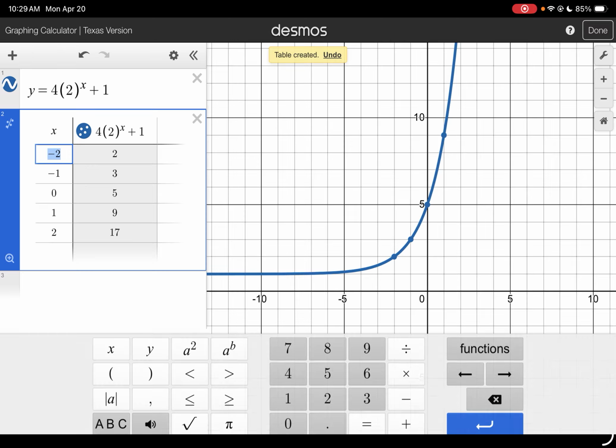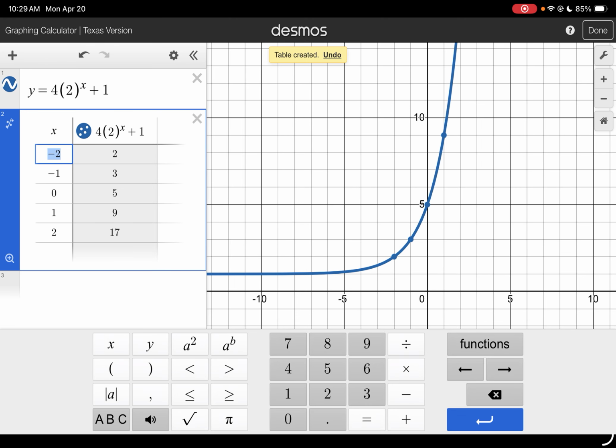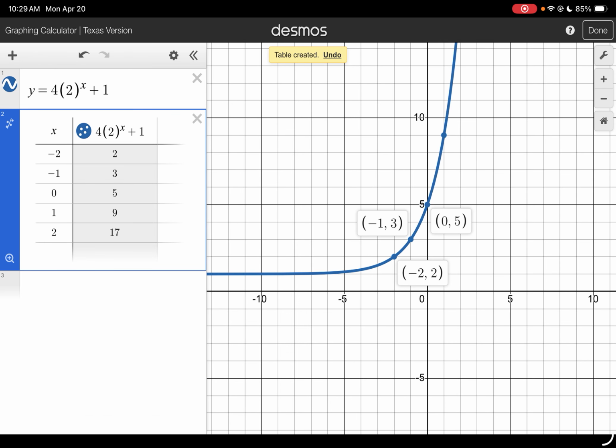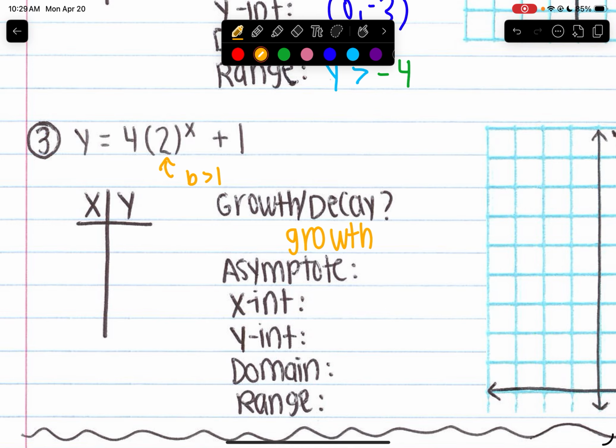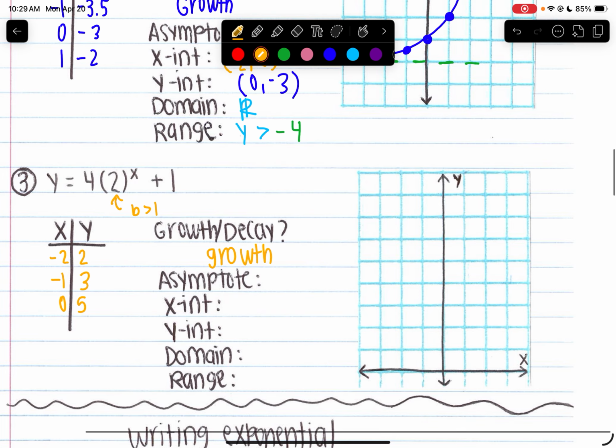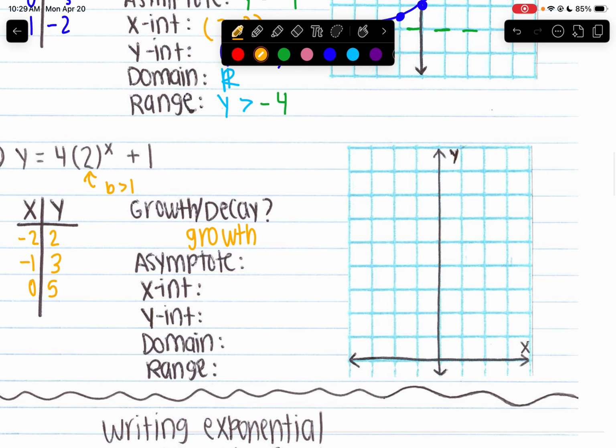So gear, table. And then I'm going to go ahead and plot points here. So I'm going to just plot these 3: -2, 2; -1, 3; 0, 5. All right, so I have -2, 2; -1, 3; 0, 5.